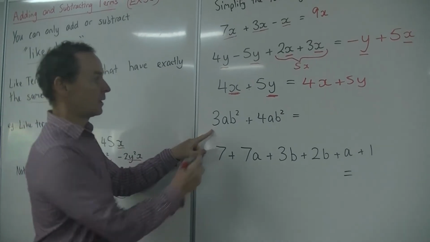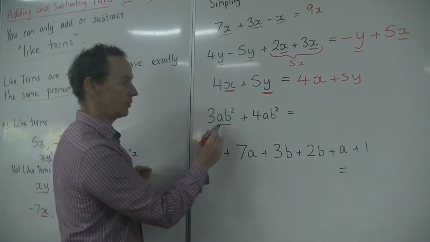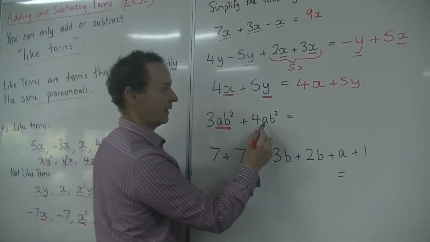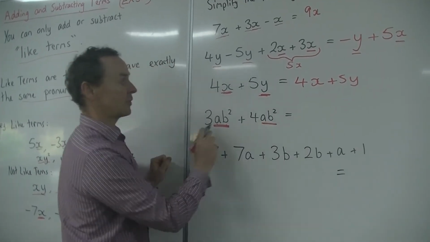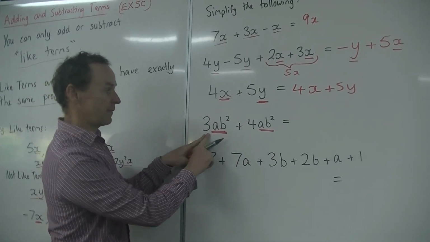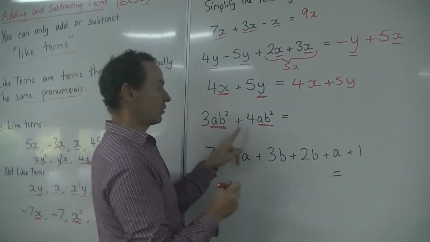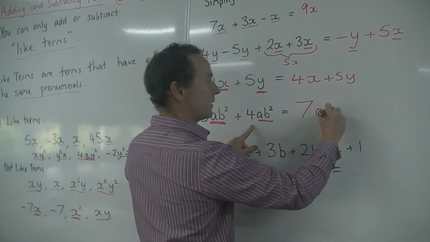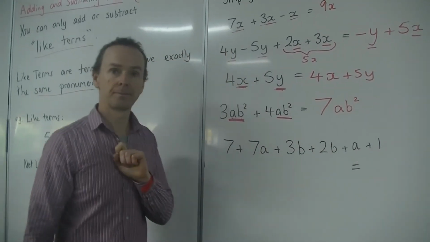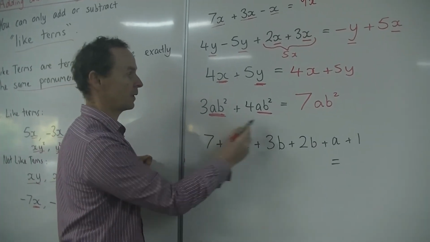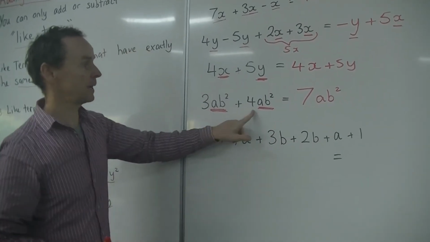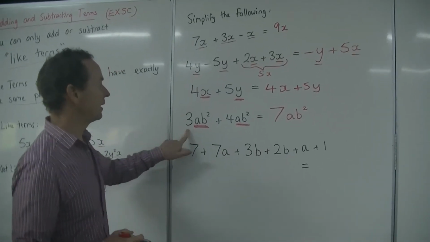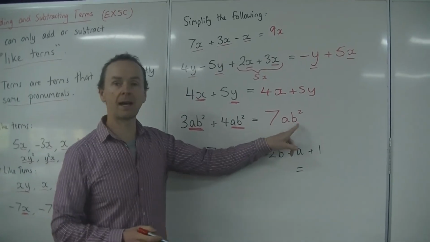Next one, 3ab squared. So look at the pronumeral here. The term is ab squared. And here it's ab squared. So they are like terms. You've got 3 of them here, you've got 4 of them there. So 3 plus 4 is 7. So you've got 7 of them in total. So you've got 7 ab squareds. See, just think of it as an ab squared. And so you've got 3 of them and you've got 4 of them. Add them together. Alrighty, so back to this one. So when you add these two together, you get 7ab squared.